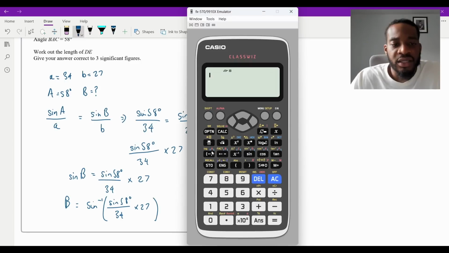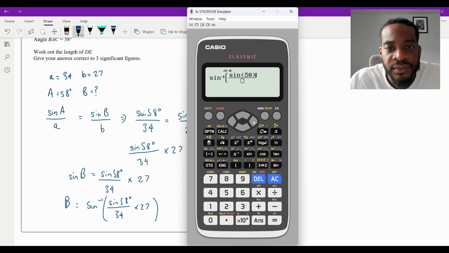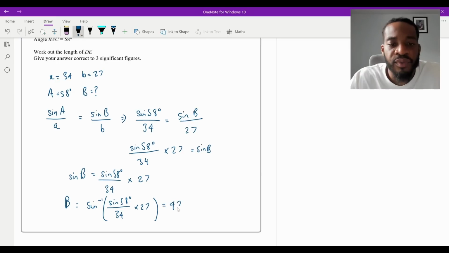So I'll put this into the calculator to see what we get. Sine inverse of sine 58 over 34 times 27. Whoops, extra 2. That is equal to 42.333.